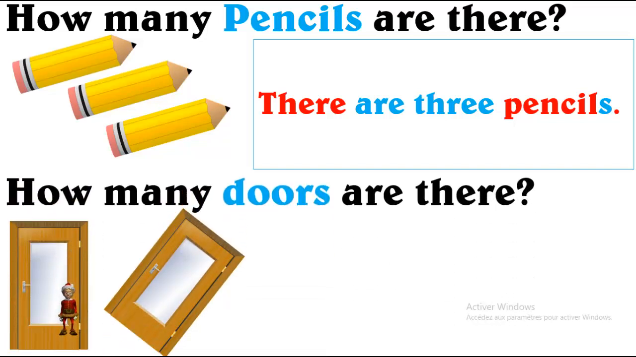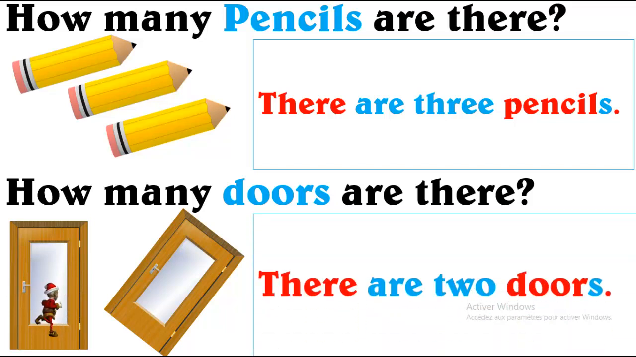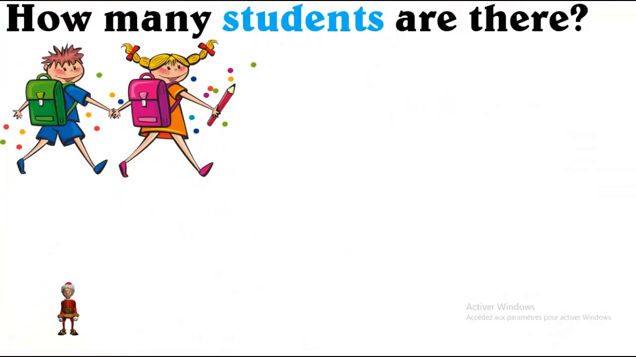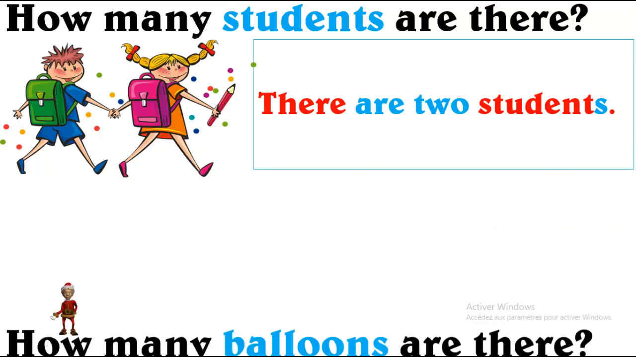How many doors are there? Combien de portes y a-t-il ici sur l'image? There are 2 doors. How many students are there? There are 2 students.